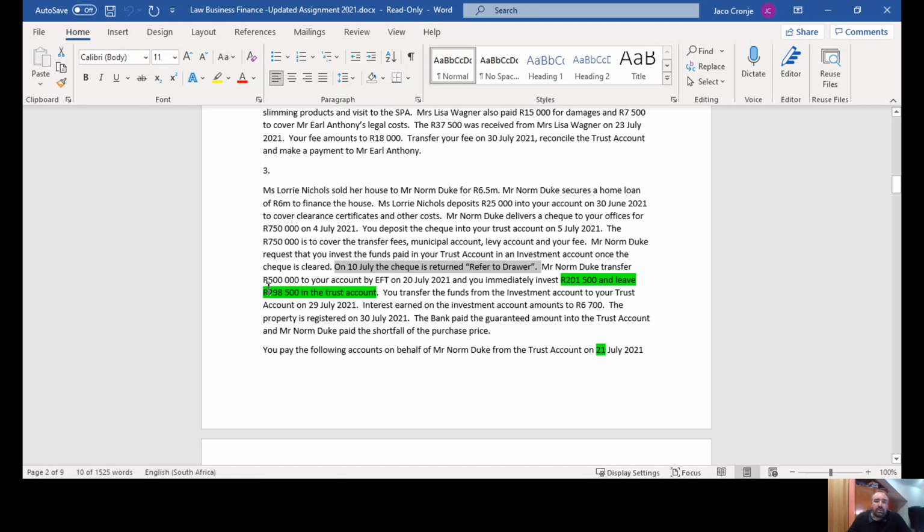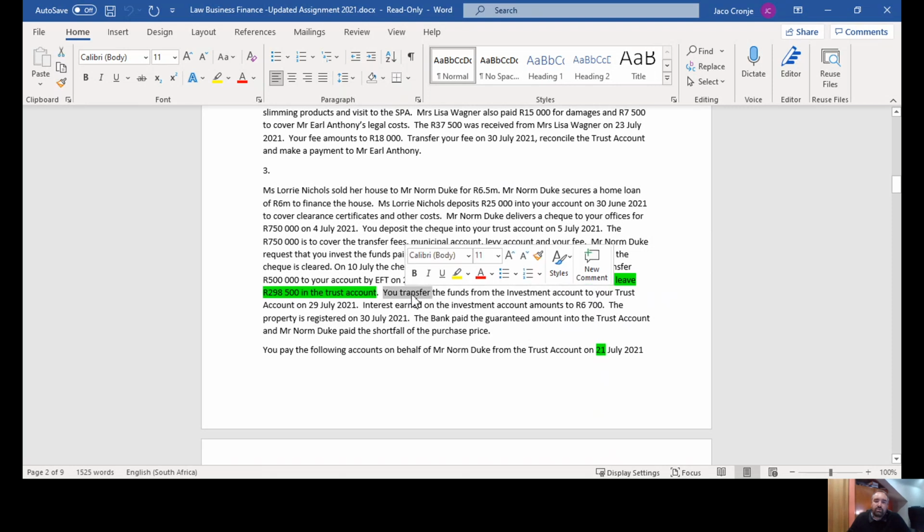So 750 comes in, the moment the check goes RD, you reverse the transaction. Mr. Norm Duke then transfers 500 rand to your account by EFT on the 20th of July, 500,000. Okay, that's a normal cash book. And we invest 201,500 and we leave the balance in trust. So the only amount that we're going to invest is the 201,500, not the 750.